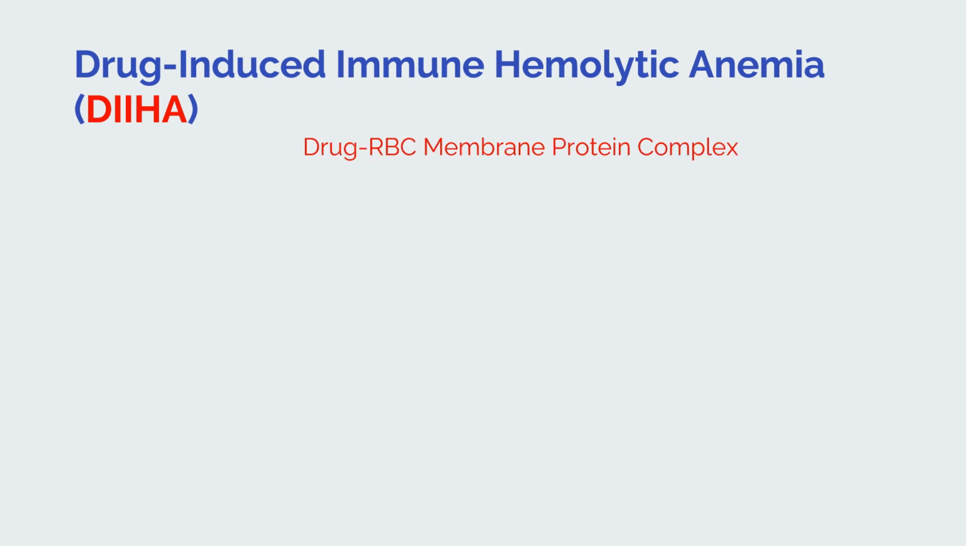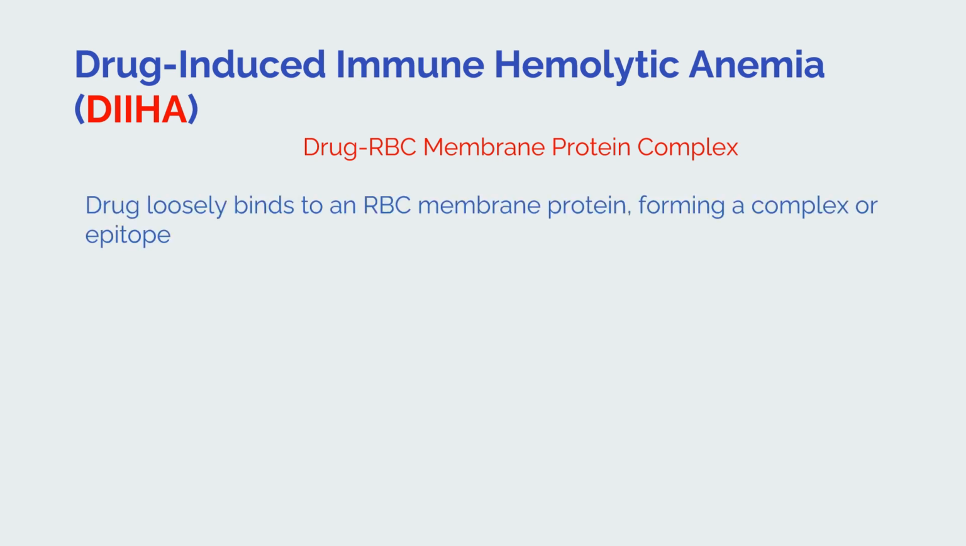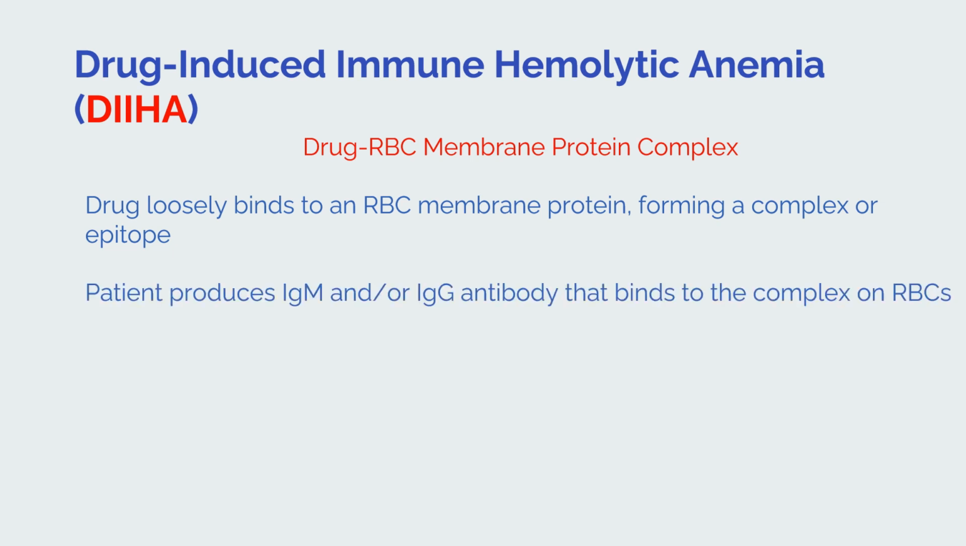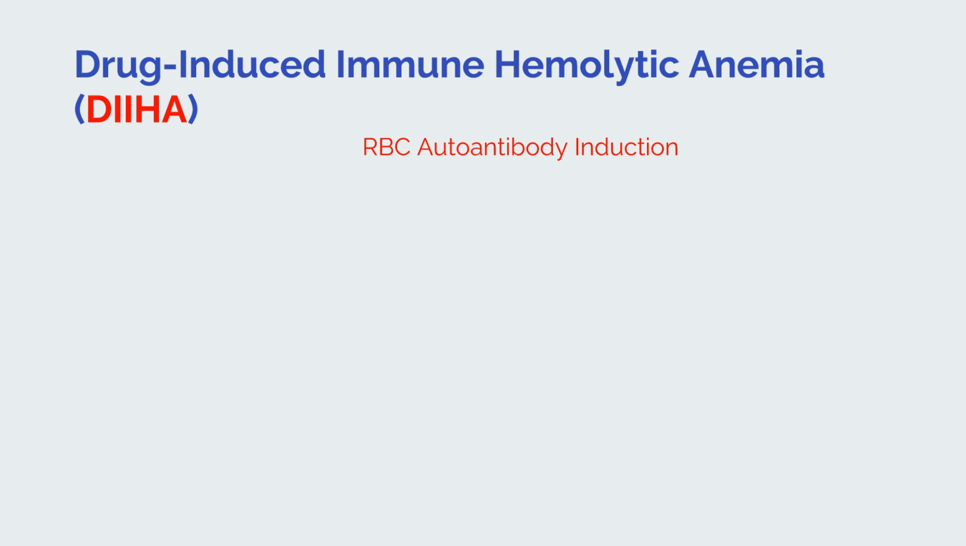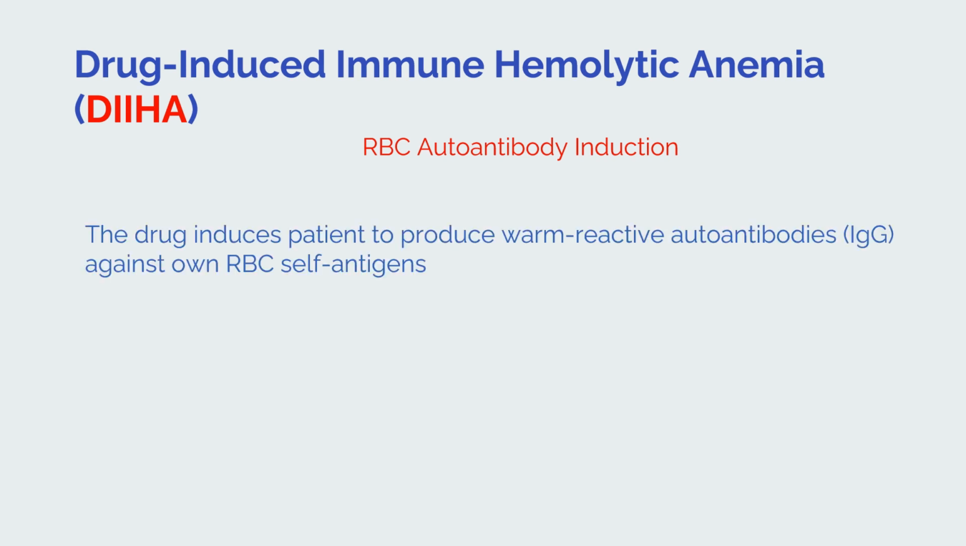The drug RBC membrane protein immunogenic complex mechanism involves a drug loosely binding to an RBC membrane protein, forming a complex or epitope. The patient then produces an IgM or IgG antibody that binds to this complex on the RBCs, leading to full activation of complement and acute intravascular hemolysis. In the RBC autoantibody induction mechanism, a drug induces the patient to produce warm reactive autoantibodies, IgG, against the patient's own RBC self-antigens.